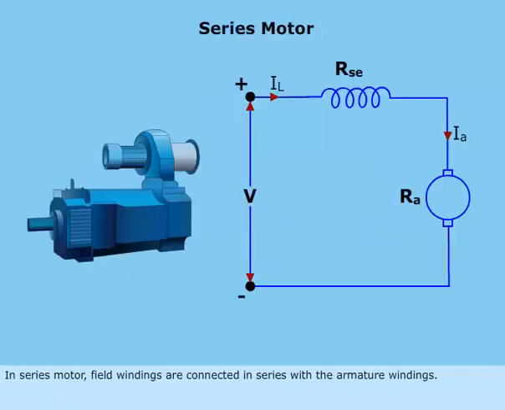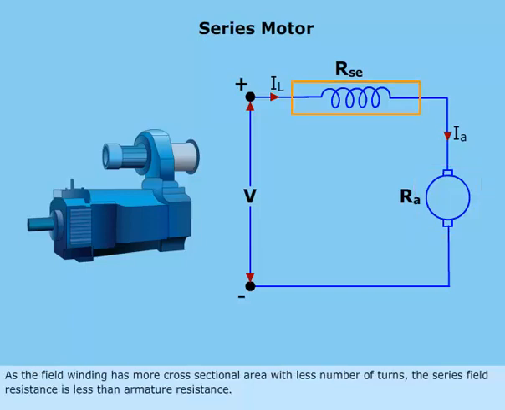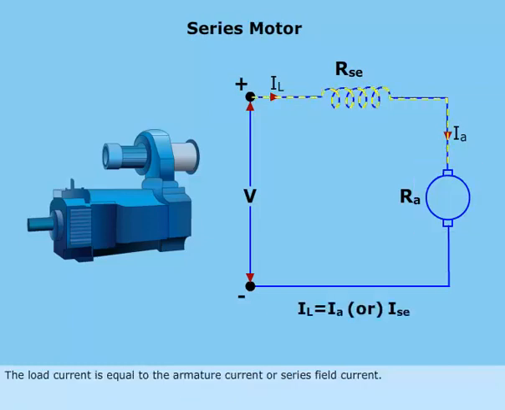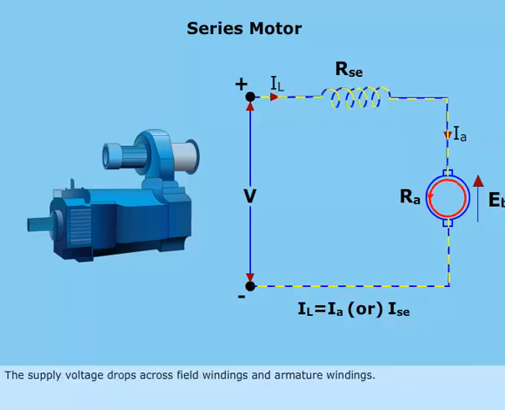In series motor, field windings are connected in series with the armature windings. As the field winding has more cross-sectional area with less number of turns, the series field resistance is less than armature resistance. The load current is equal to the armature current or series field current. The supply voltage drops across field windings and armature windings.